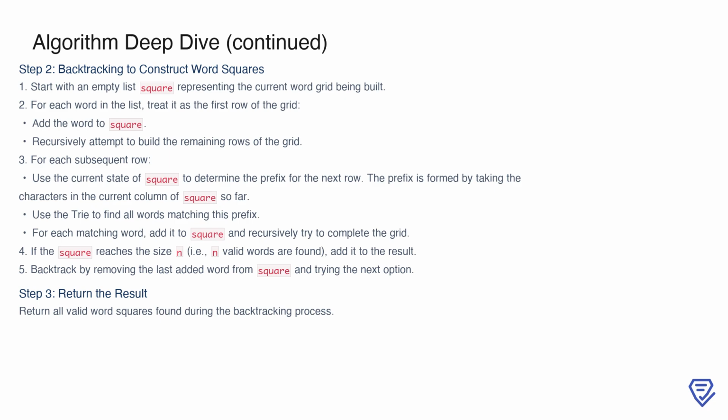Each matching word is added to the grid, and we continue the recursion until the grid reaches the desired NxN size. At this point, the completed grid is added to the result. If a configuration fails to form a valid grid, we backtrack by removing the last added word and exploring other options. This systematic approach ensures that we explore all valid combinations while leveraging the tree for efficient prefix-based filtering.